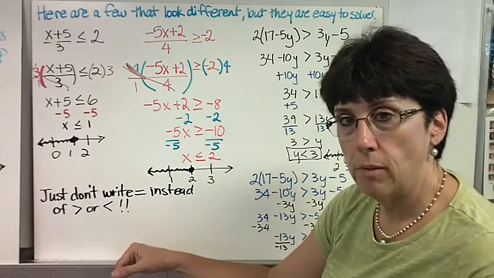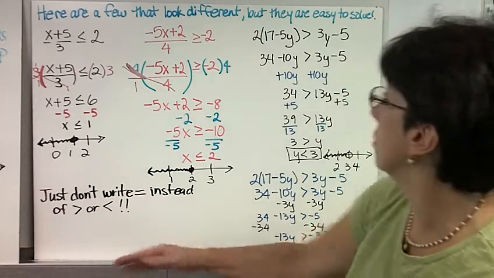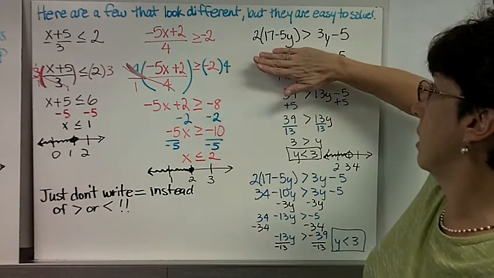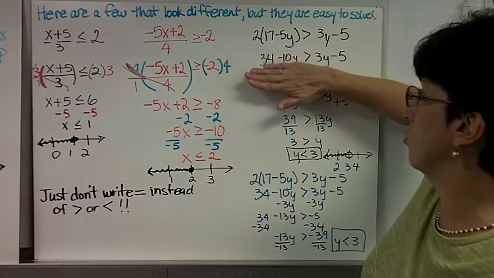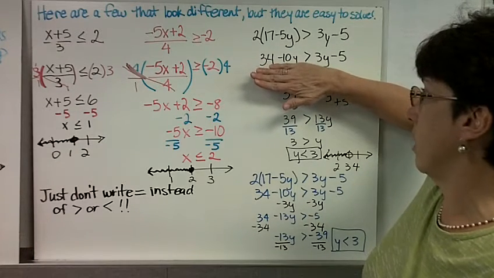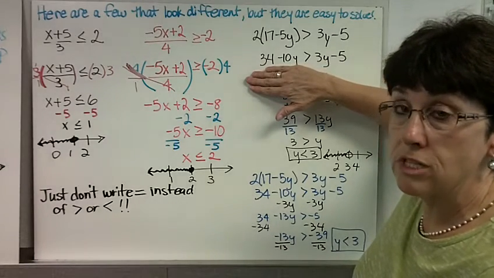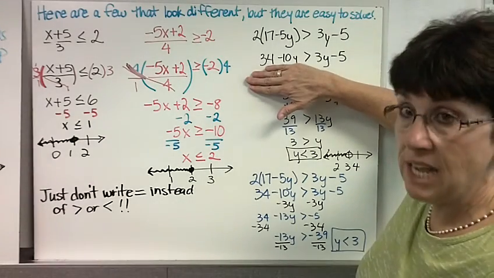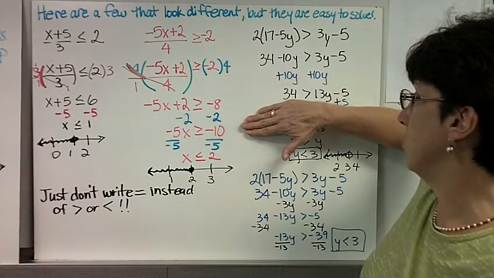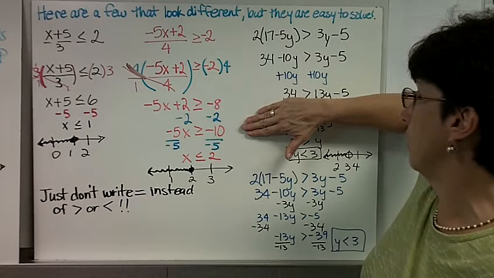All right, I want to do one more problem, and I'm going to do it 2 ways to show you that it doesn't matter how you do it, you'll get the same answer. Here's my problem. 2 times the quantity of 17 minus 5y is greater than 3y minus 5. So I'm going to do the distributive property and get 34 minus 10y is greater than 3y minus 5. Now, I have variables on both sides of the inequality, so I'm going to move the smaller variable term, which is negative 10y. So I'll add negative 10y to both sides of my inequality. That leaves me with 34 is greater than 13y minus 5.